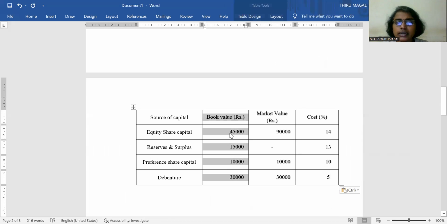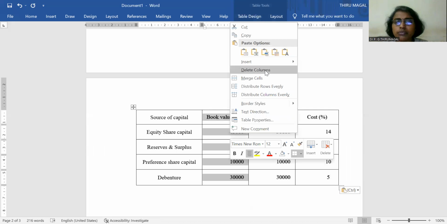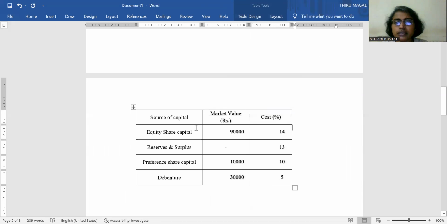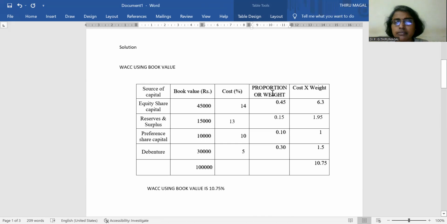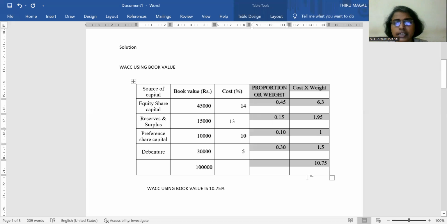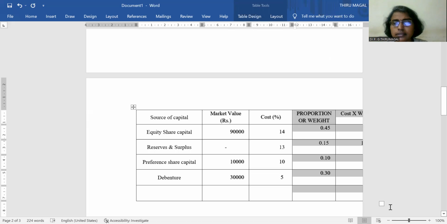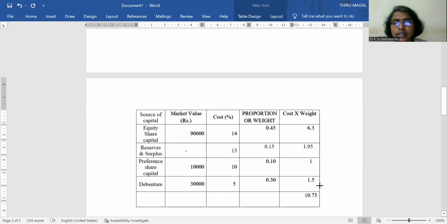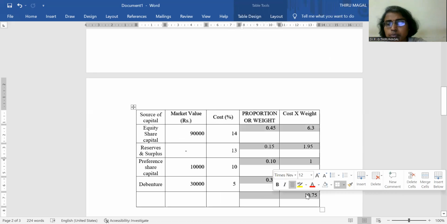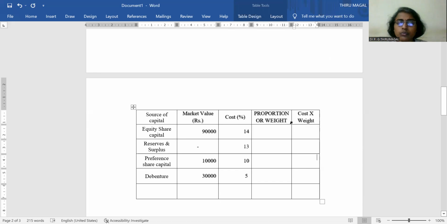Here we can delete the book value. Remaining, what we require is the market value as well as the cost. The cost is the same for book value as well as market value. Next we require two more columns, that is proportion as well as cost multiplied with weight. So now the total of the market value, what is the total we need to find out?